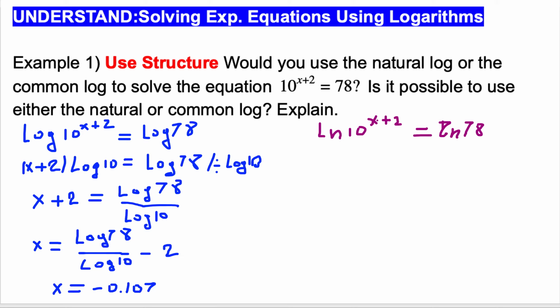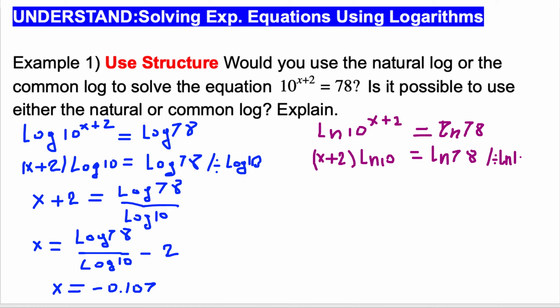Again, here we are using the power property of the logs, and we have x plus 2. Again, I'm going to put x plus 2 in parentheses, because x plus 2 multiplies ln 10, and this is equal to ln 78. Now we are dividing everything by ln 10.